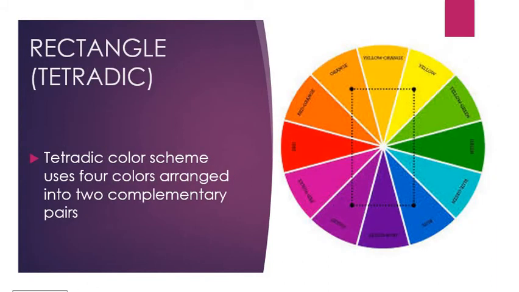Next is rectangle or tetradic. The tetradic color scheme uses 4 colors arranged into 2 complementary pairs. So for this example, the rectangle colors or tetradic colors are orange, yellow, blue, and violet.